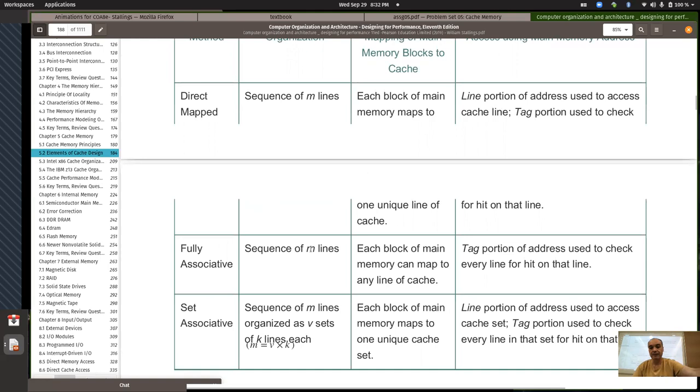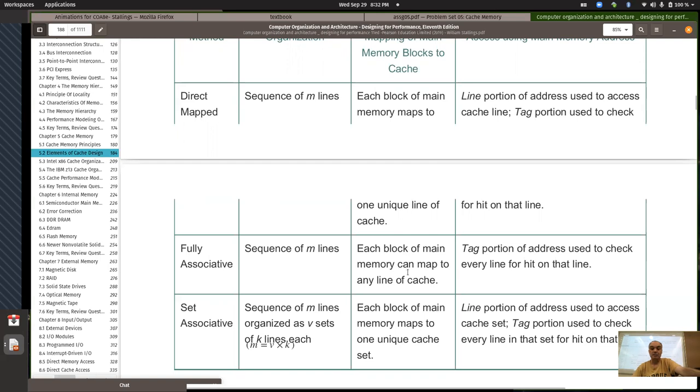For fully associative, I think of fully associative as working kind of like hashing. If you know what hashing is in a hash table, a type of data structure, or a type of way of creating a dictionary. The basic idea is that for a fully associative cache, each block of main memory can map to any line, any cache line, right?